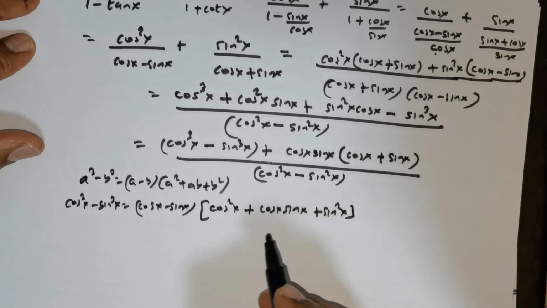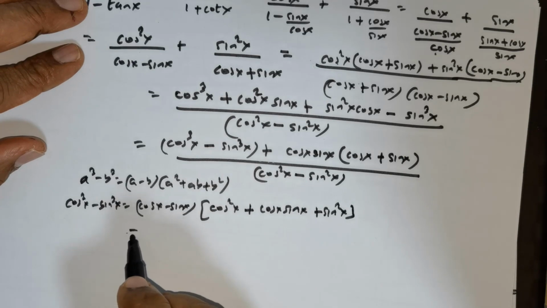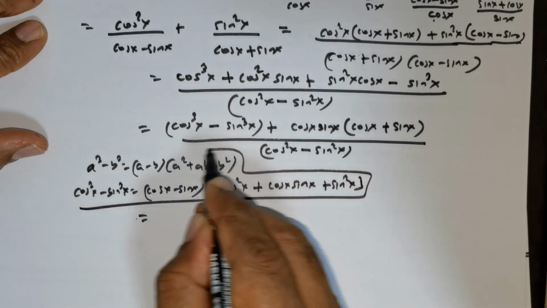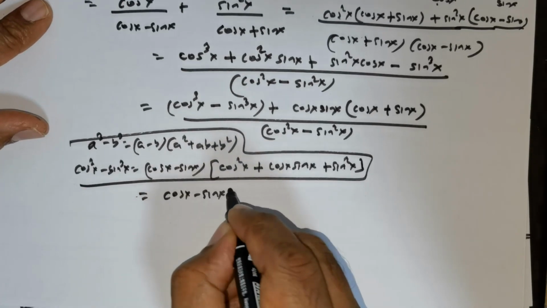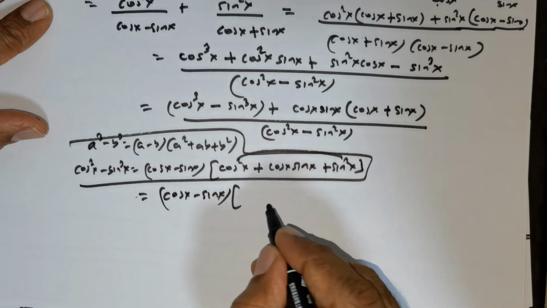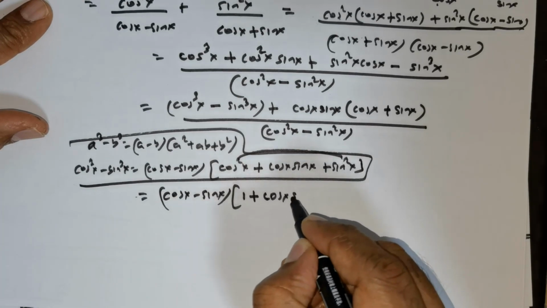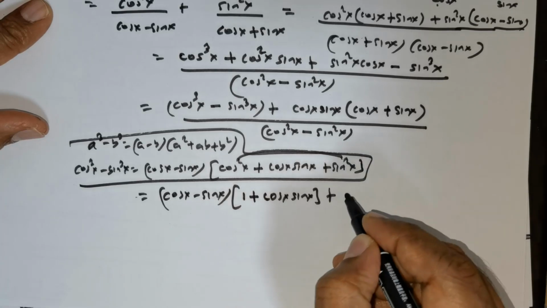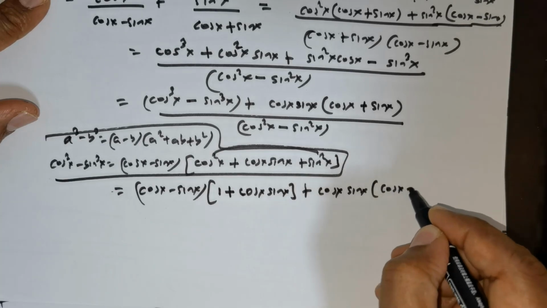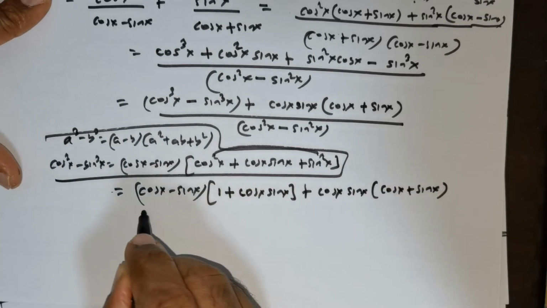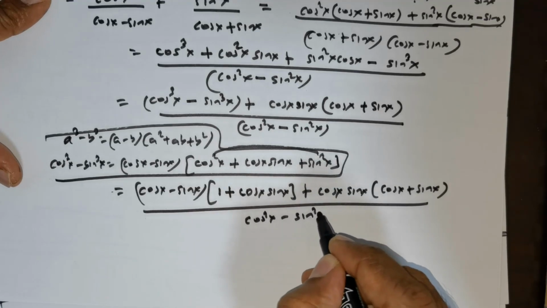Okay, so if you were to place that there, I would get, so this is for your information, so this is going to be cos x minus sin x times cos squared x plus sin squared x added up, give me 1, plus cos x sin x plus cos x sin x times cos x plus sin x divided by cos squared x minus sin squared x.